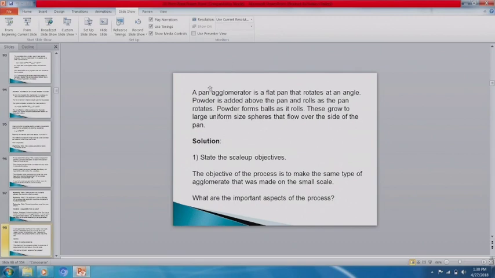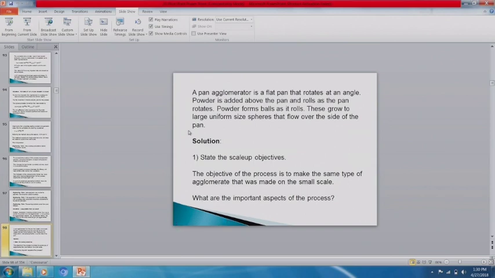Now, there's various types of pan agglomerators. A flat pan rotates at an angle. Powder is added, and rolls in the pan. Powder forms balls. These grow to larger sizes that flow over the side.